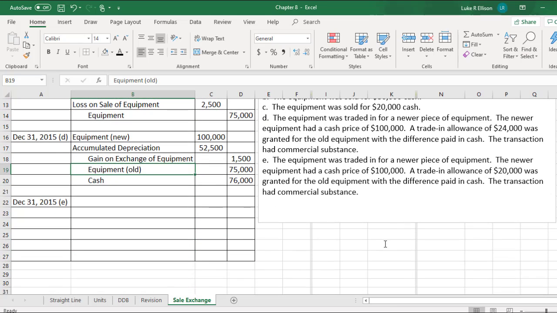Finally, we can move on to part E, which says that the equipment was traded in for a newer piece of equipment. The newer equipment had a cash price of $100,000. A trade-in allowance of $20,000 was granted for the old equipment, and the difference paid in cash. The transaction once again had commercial substance.